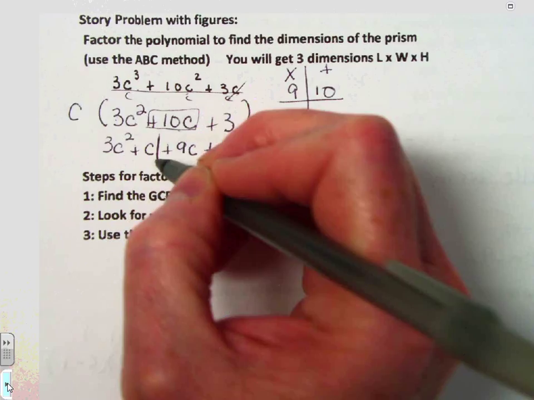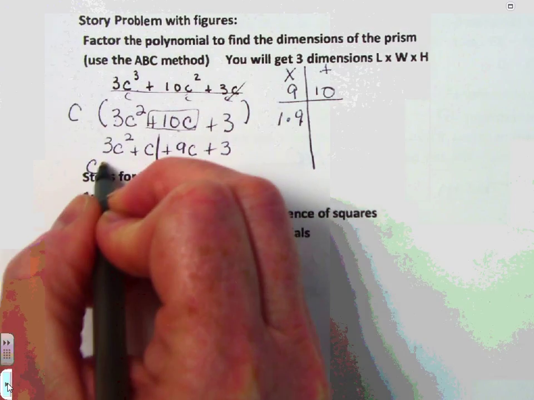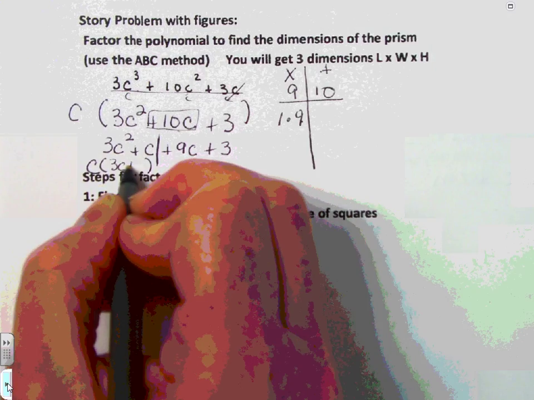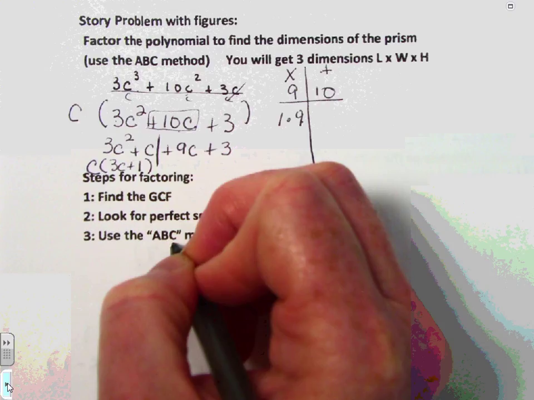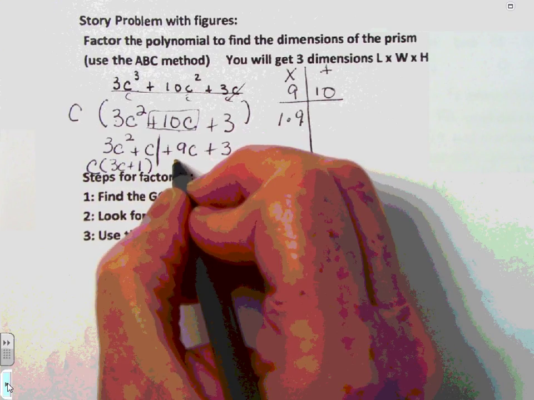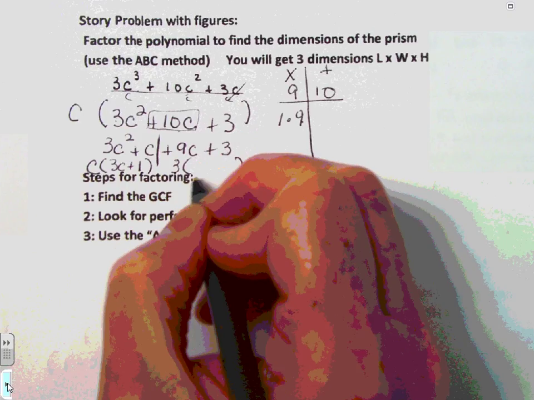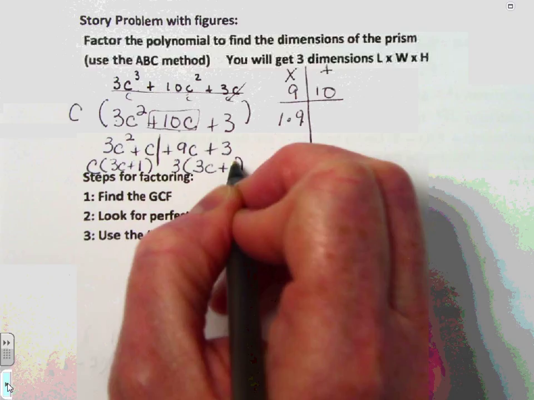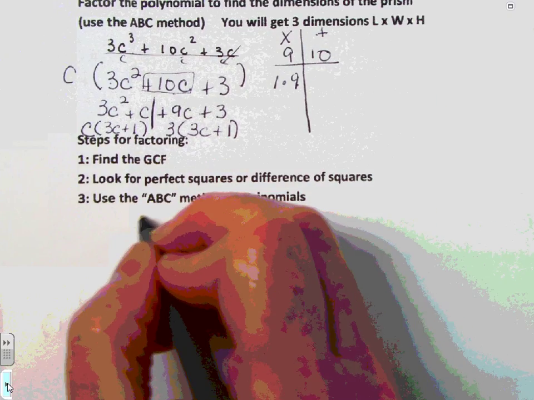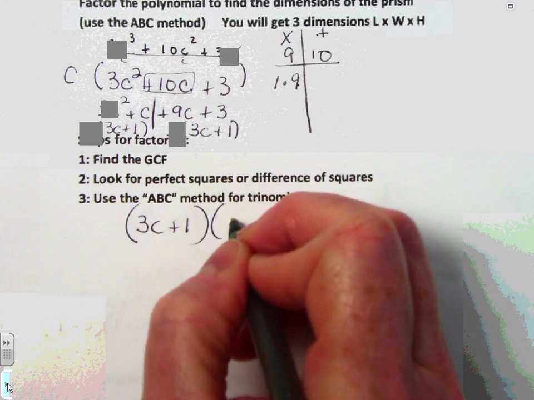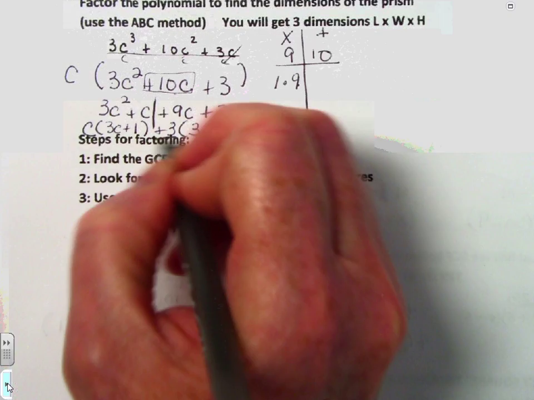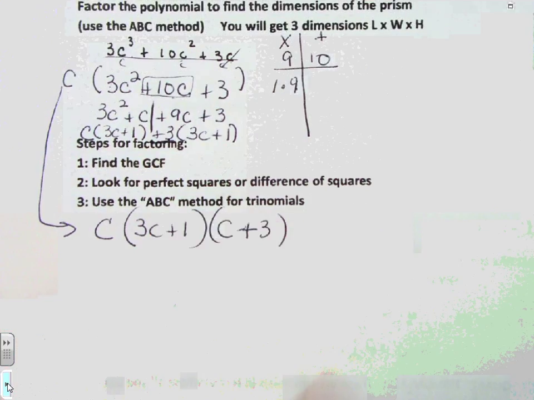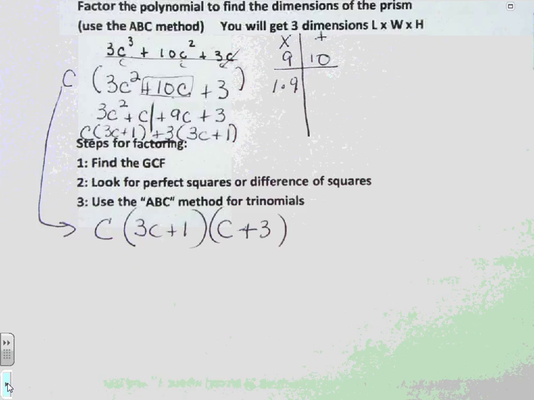What's the greatest common factor of this half? A C. And what will be left over when I divide by the C? 3C plus 1. What is the greatest common factor of the right-hand side? A 3. And when I divide by that greatest common factor, I will get a 3C plus 1. So my final answer, 3C plus 1 times C plus 3. And don't forget about the C that you took out at the very beginning of the day. Okay?